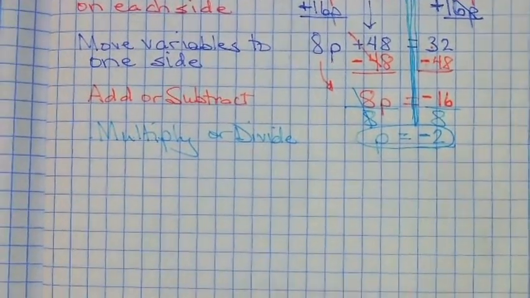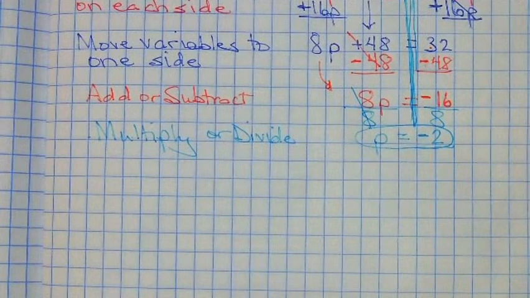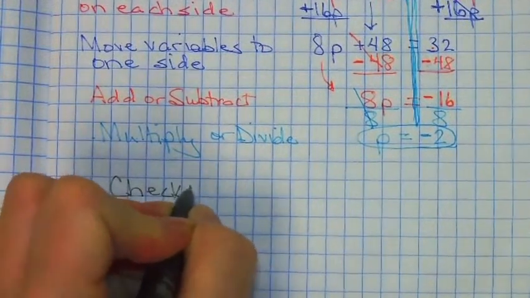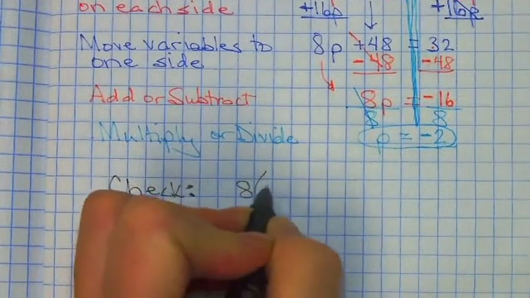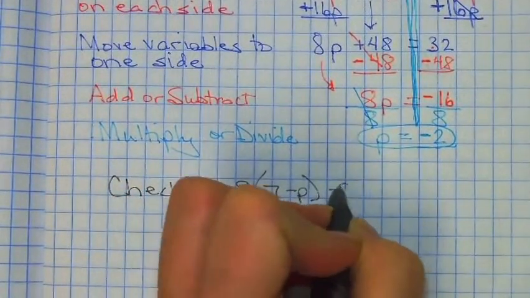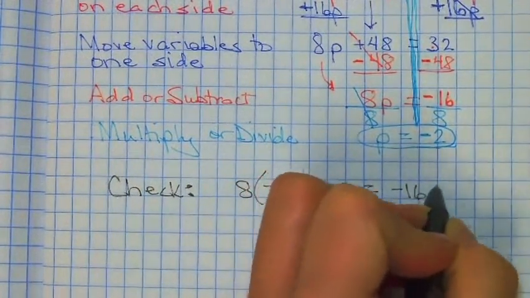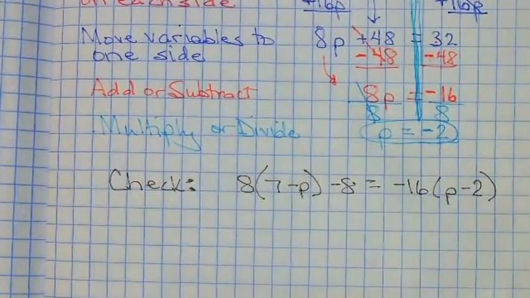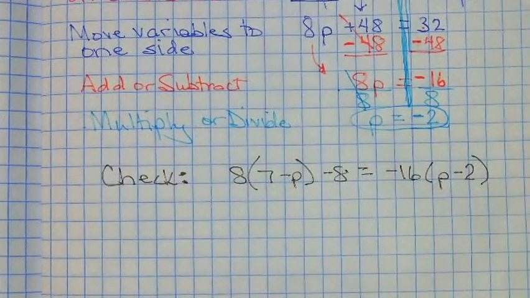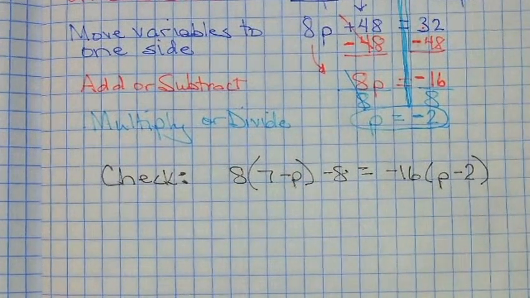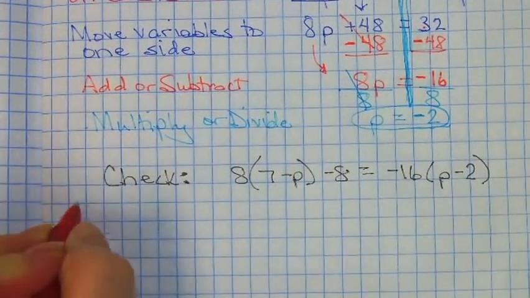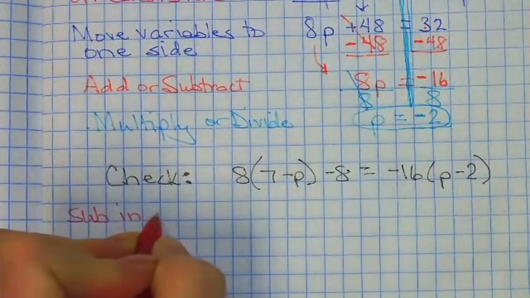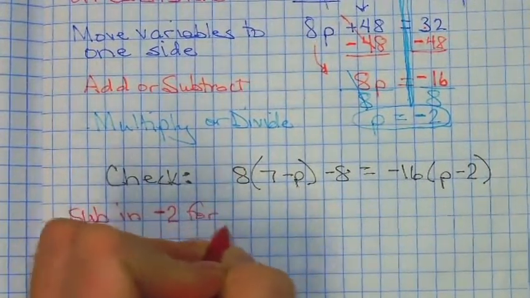Okay. Now we're going to check, because we've got to double check. So we're going to write our original problem. Then we're going to sub in negative 2 for p.